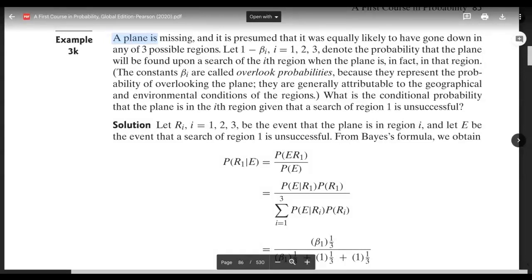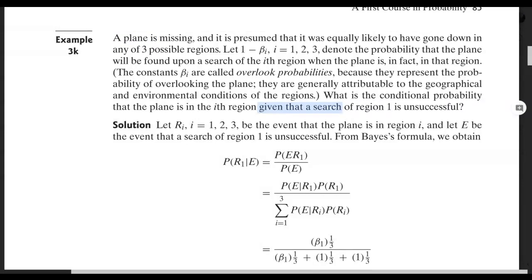What is the conditional probability that the plane is in the ith region, given that the search of region 1 is unsuccessful? Okay, given that the search of region 1 is unsuccessful.